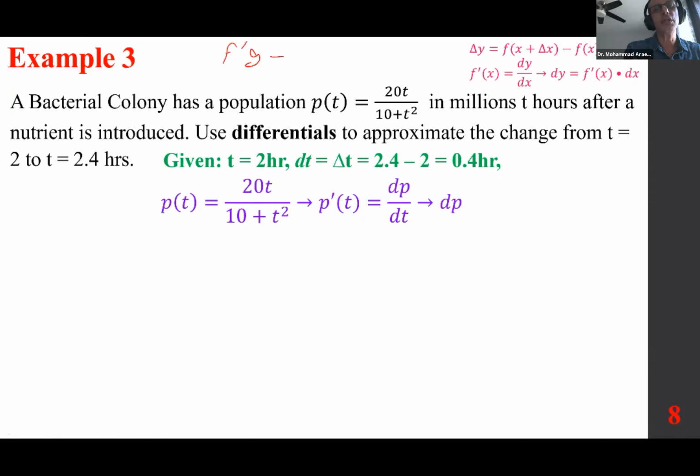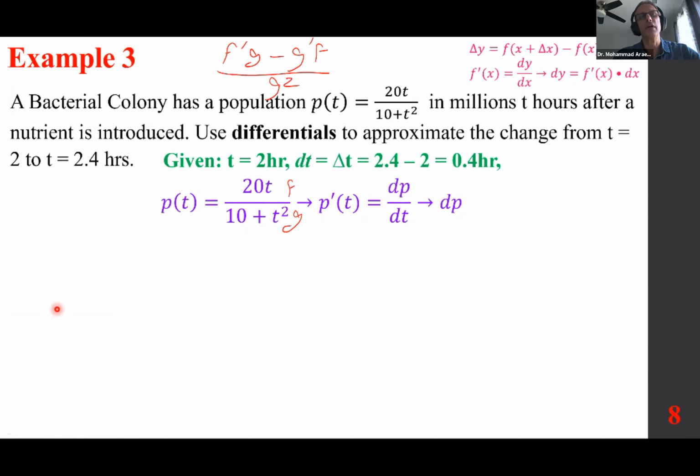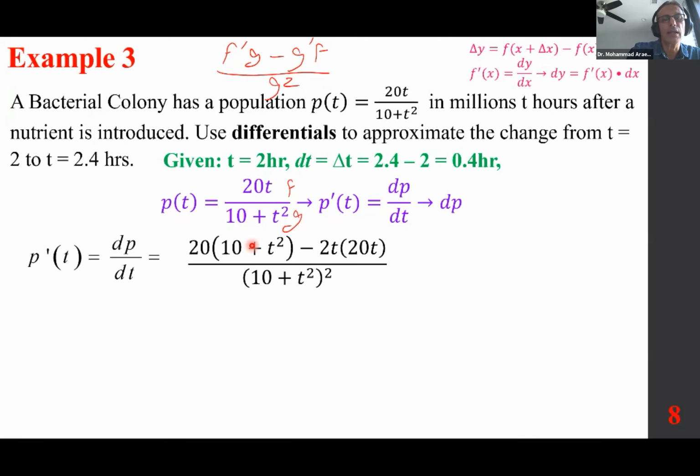F prime g minus g prime f over g squared. Imagine this is the f function, this is the g function. Therefore, we want to find that dp dt. The derivative of the top is 20 times the bottom, minus the bottom gives you 2t times the top over the bottom squared. So dp dt has this format, 20 times the bottom minus 2t times the top.